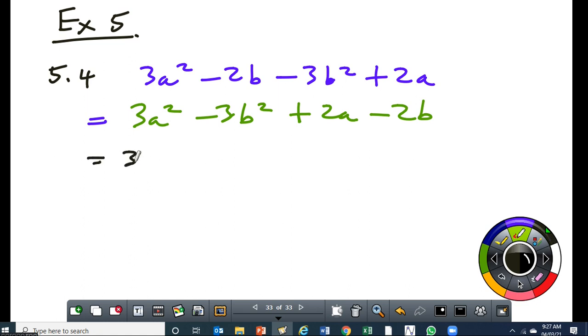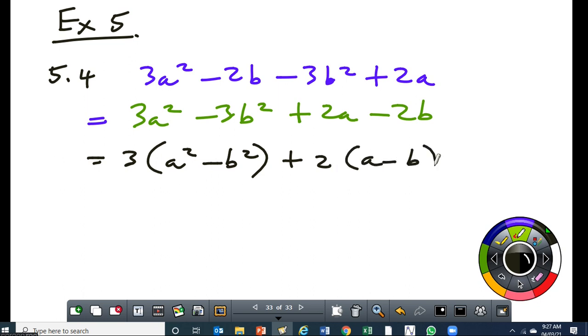So I'll take out the 3 times a squared minus b squared. Now here, we have created a difference of two squares. Then, the last two terms, if I factorize them, I'll have 2 times a minus b.